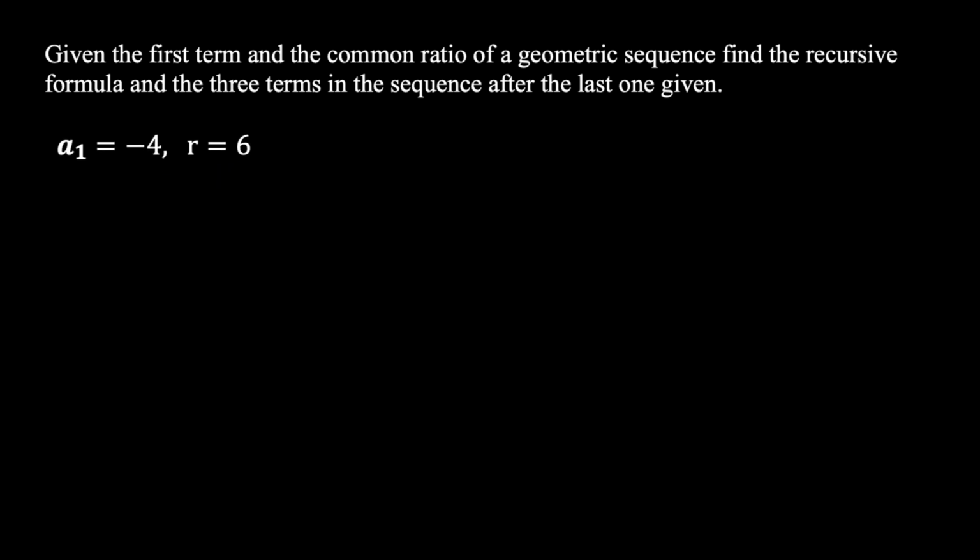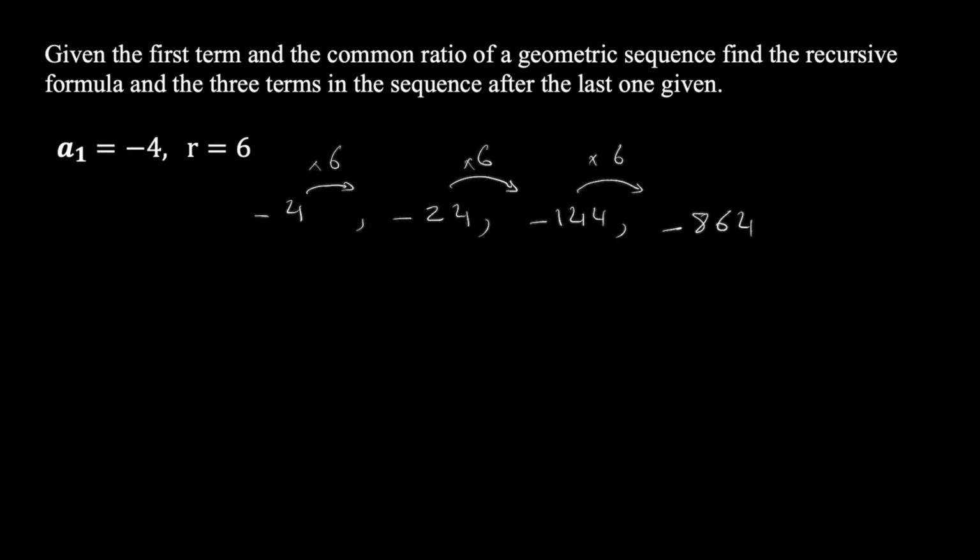We can say -4 is the first term, multiply it by r, which is 6, you get -24. And -24 multiplied by 6, you get -144, multiplied by 6, you get -864. This is a product, you can multiply it normally. Now, the recursive formula should be represented in this form.